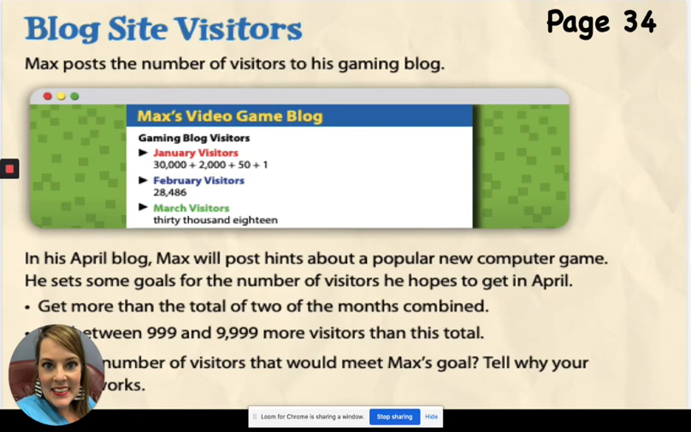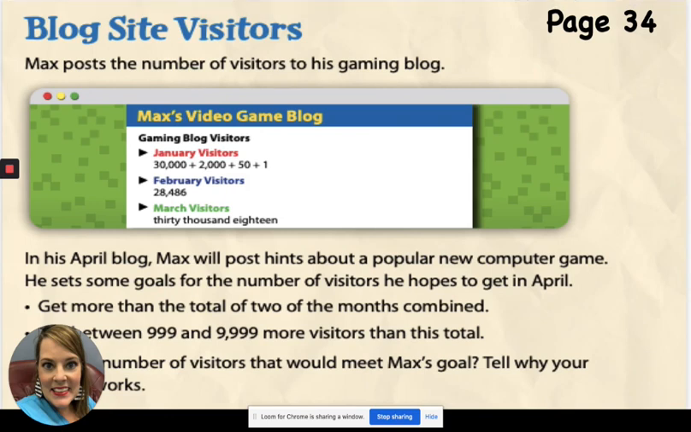Okay, so I'm going to continue reading for you. In his April blog, Max will post hints about a popular new computer game. He sets some goals for the number of visitors he hopes to get in April. Get more than the total of 2 months combined, so any 2 months combined. Get between 999 and 9,999 more visitors than his total. And then, what is a number of visitors that would meet Max's goal? Tell why your number works.